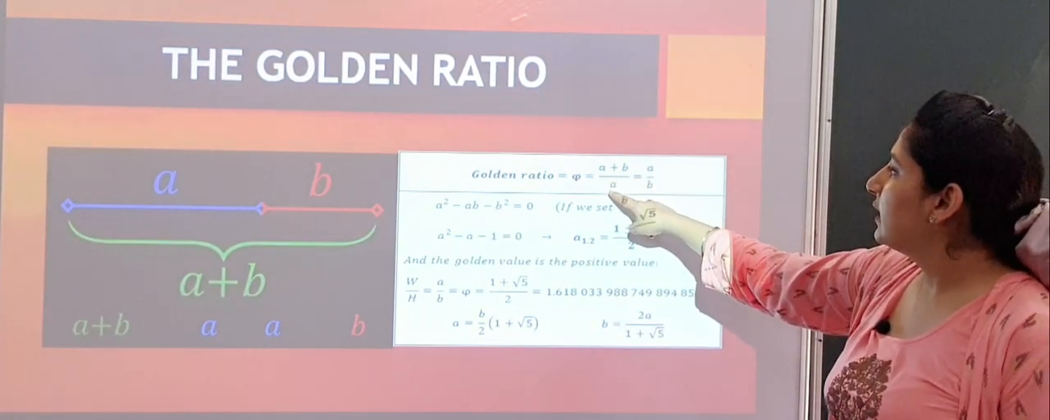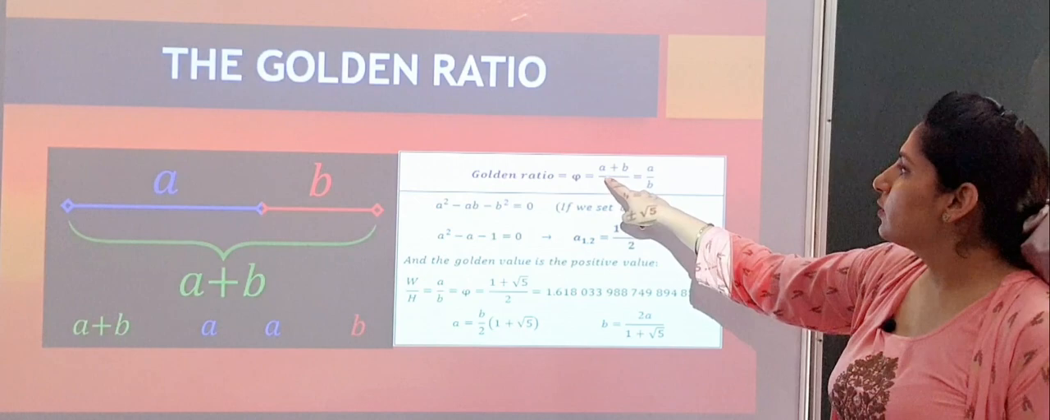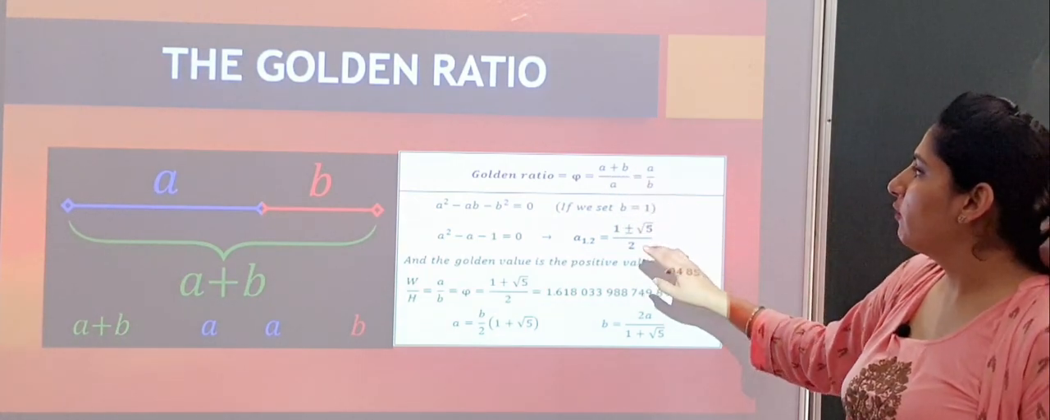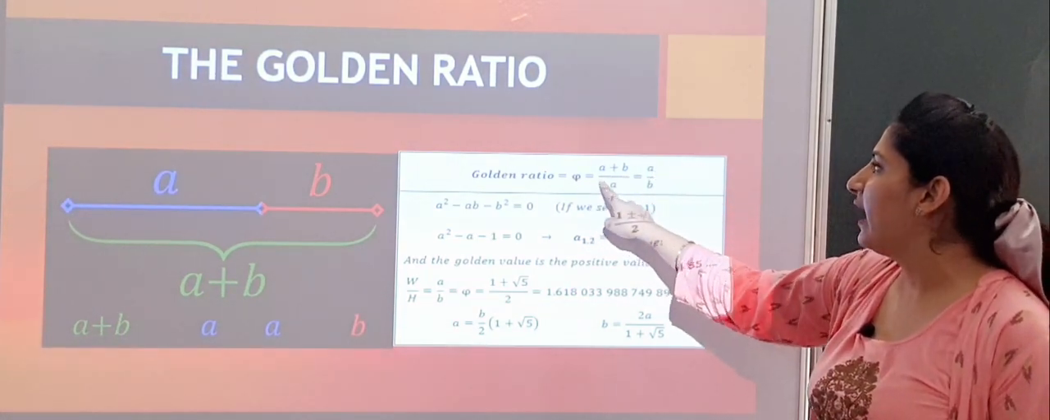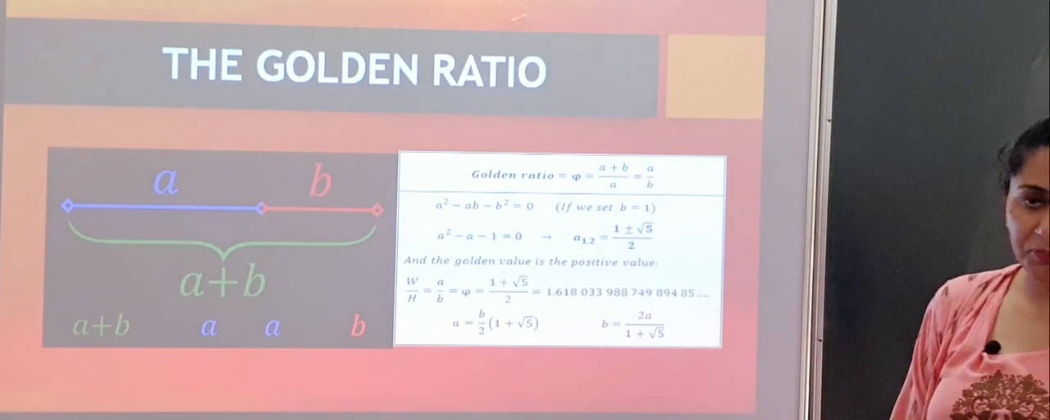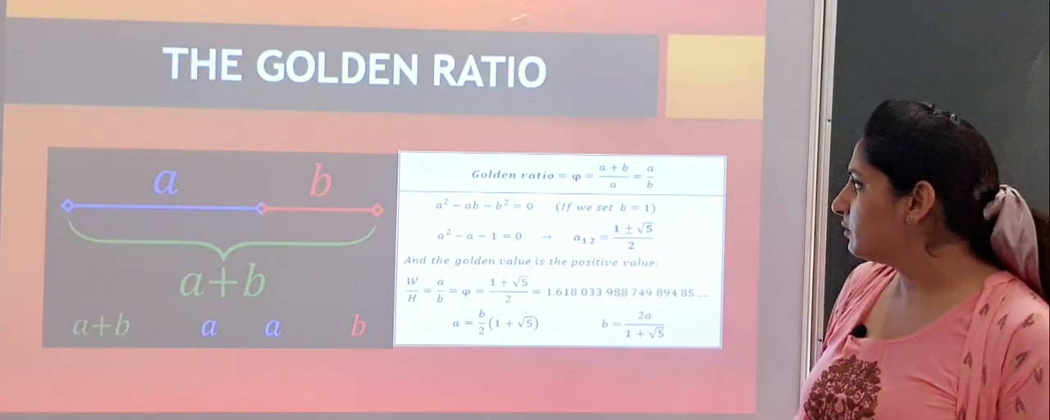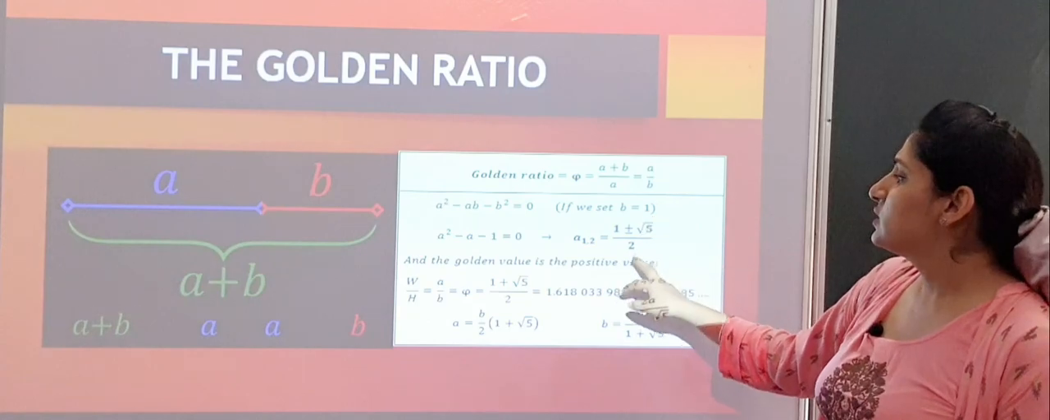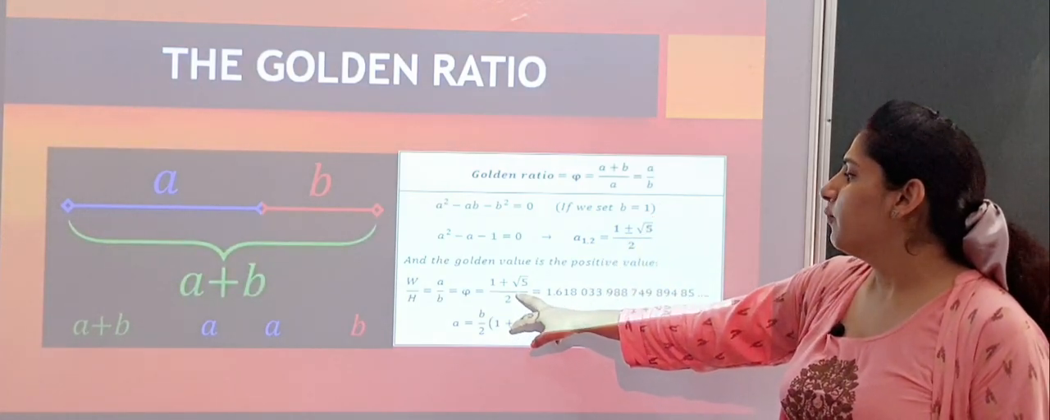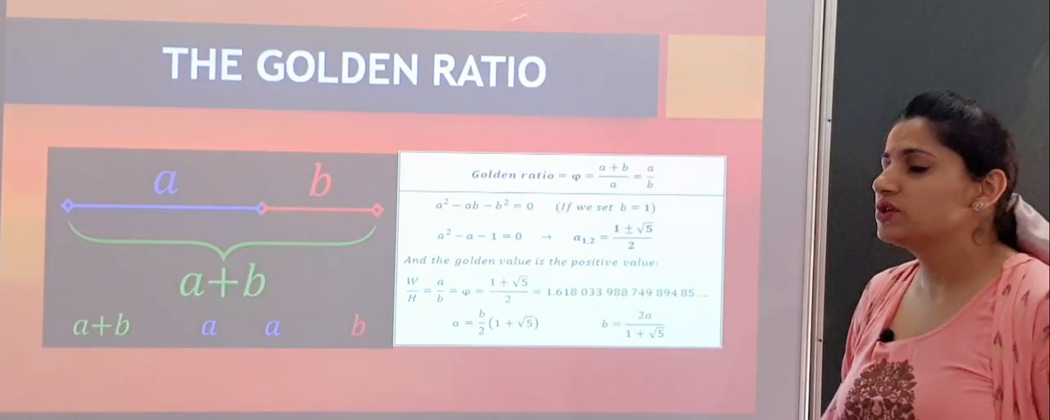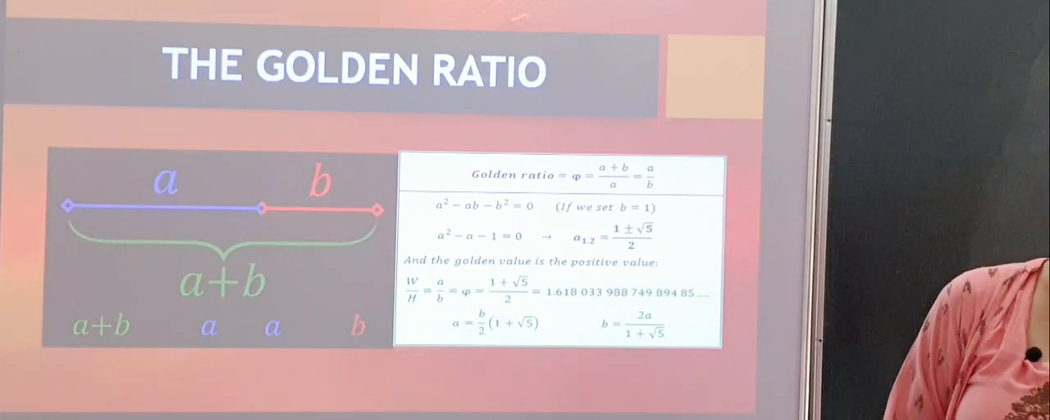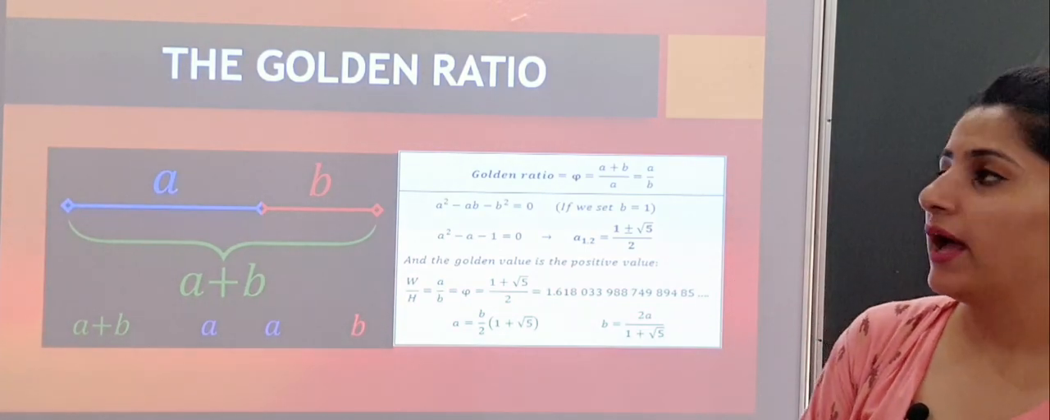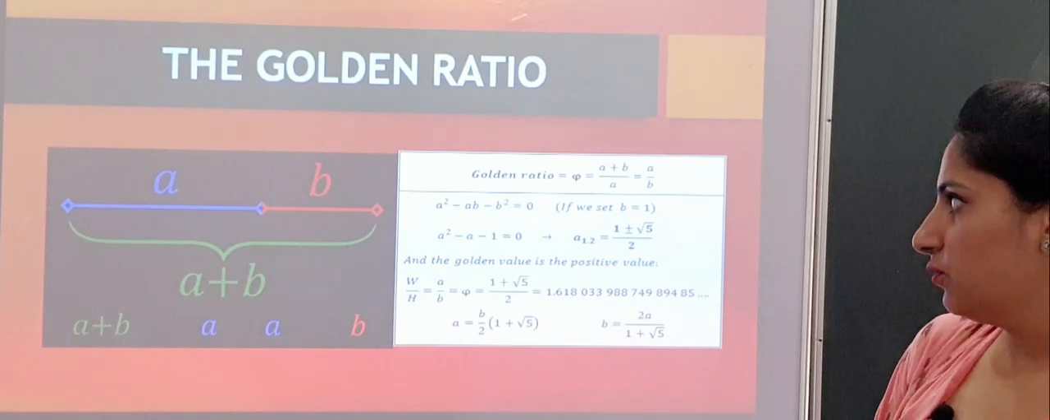If we take it, A over A plus B over A equals A over B. So this A over B is phi, B over A will be 1 over phi. So we get a quadratic equation from this. So here phi is 1 plus root 5 over 2, which on calculation is approximately 1.61. That is the golden ratio.